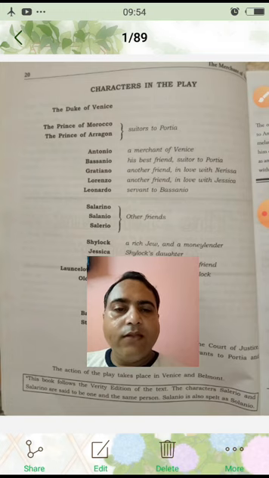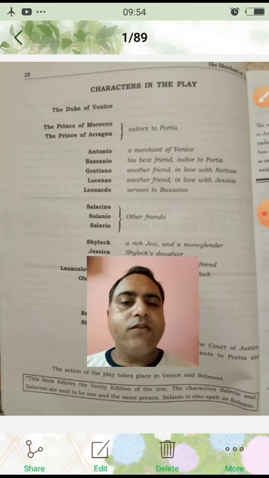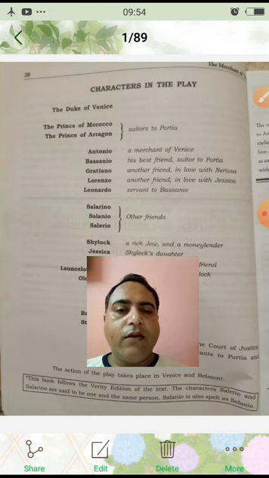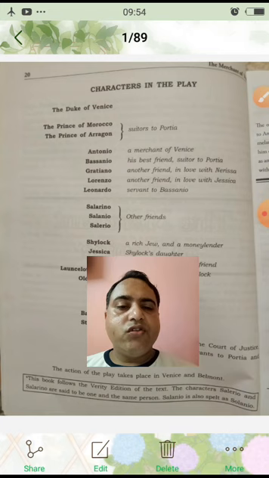Graciano is another friend of Antonio, and he is in love with Nerissa. And who is Nerissa? Nerissa is maid to Portia. Then next one is Lorenzo. Lorenzo is another friend of Antonio and he falls in love with Jessica. And who is Jessica? Jessica is a Jewess in this play.